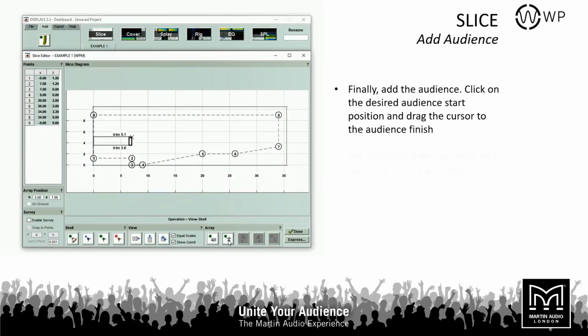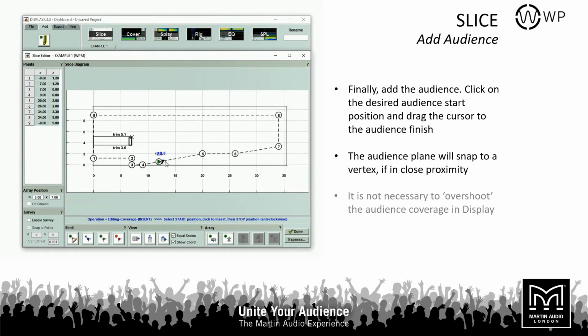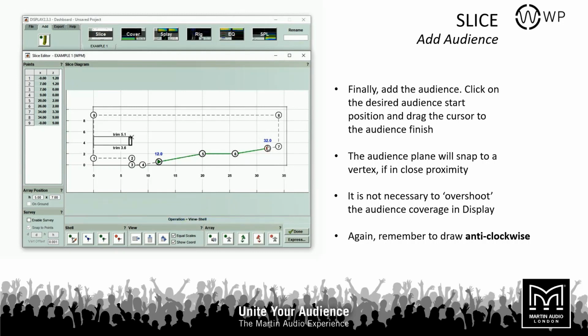Finally, within this window, we need to add an audience area. We click on add audience, select our audience start point and drag it through the shell, working again anti-clockwise to our finish point. What you can also do here is move our audience start point, our audience finish point, or we can remove the audience and redraw it if we need to.